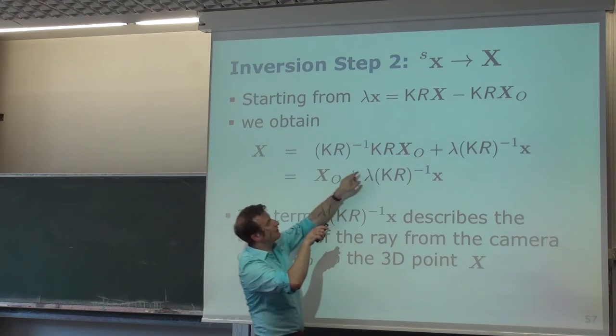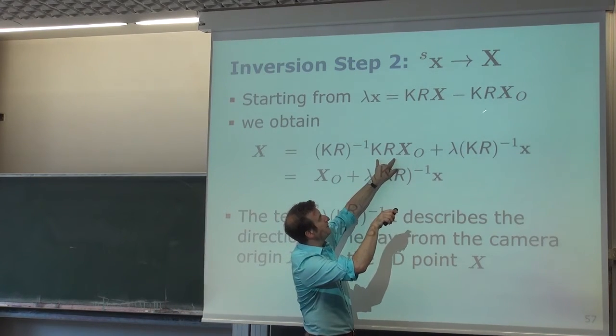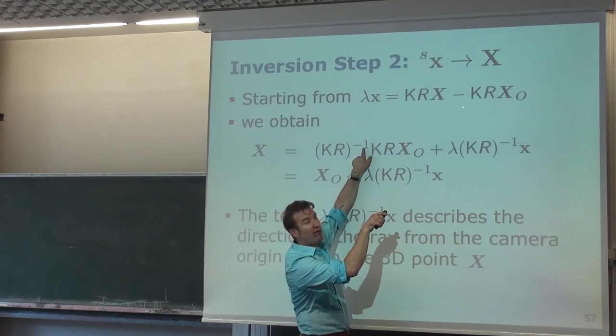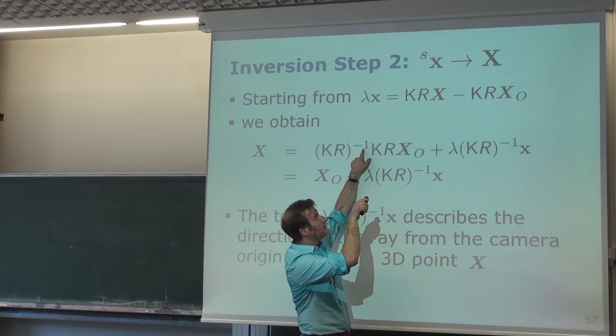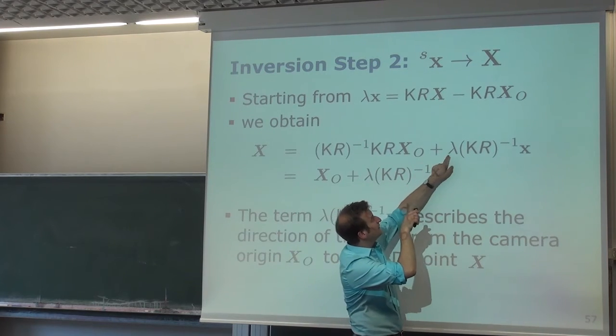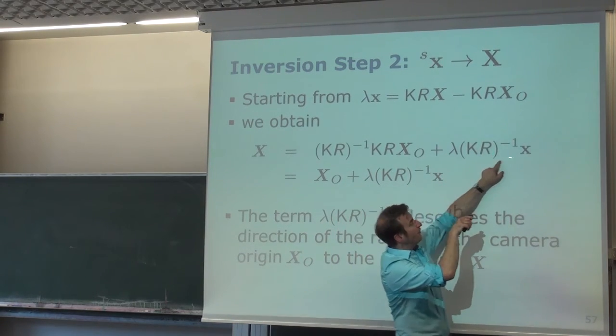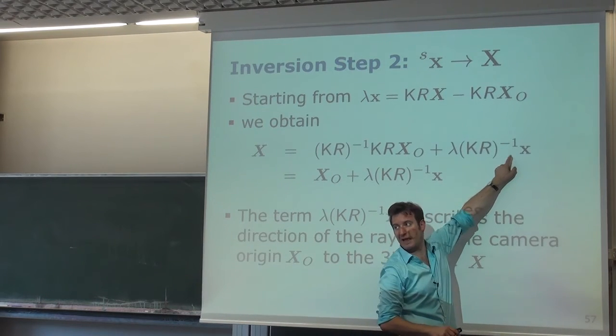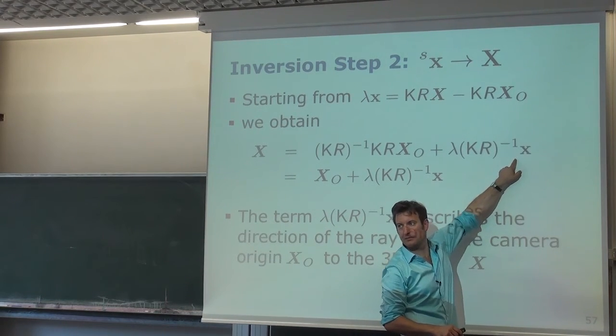Then the remaining part is this block over here. So move to the other side, multiply it with kr to the power of minus 1. This was this part inverted. And then plus lambda kr to the power of minus 1 x, which is this block over here. Okay? Everyone happy so far?